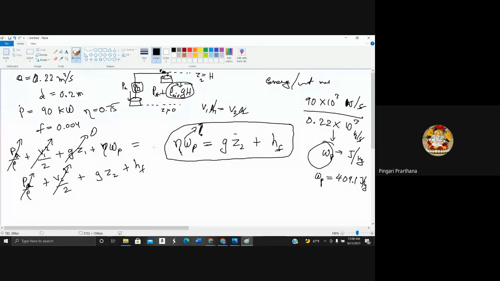Okay, nice. Let us calculate HF. HF is equal to 4F L by D into V square by 2. Sorry, there's no G. So do we know the value of F? It has been given in the question: 4 into 0.004 into L. Do we know the length of the pipe?